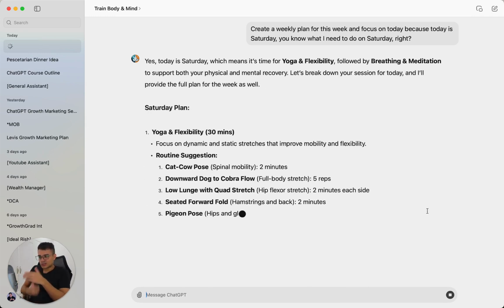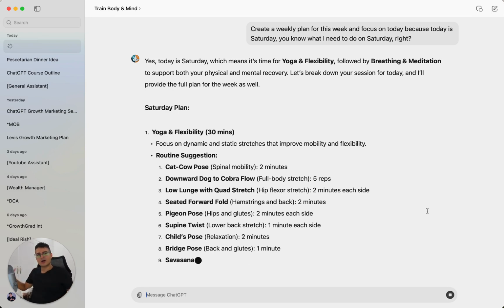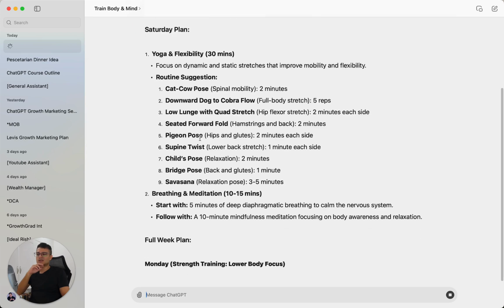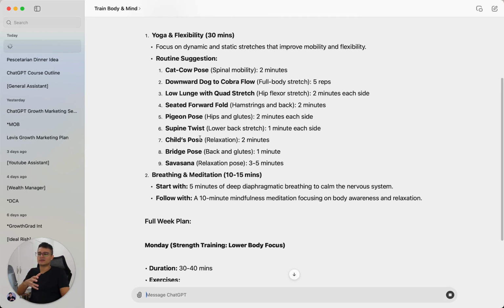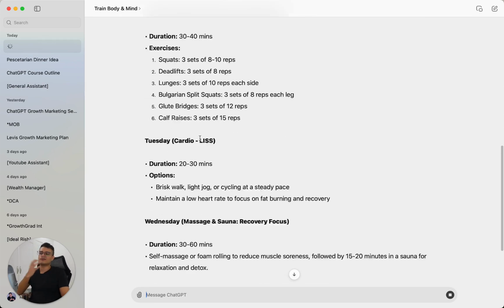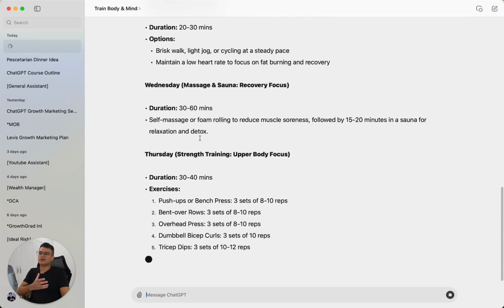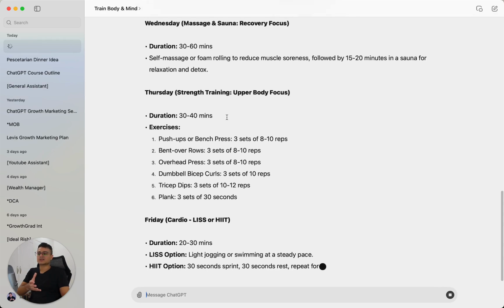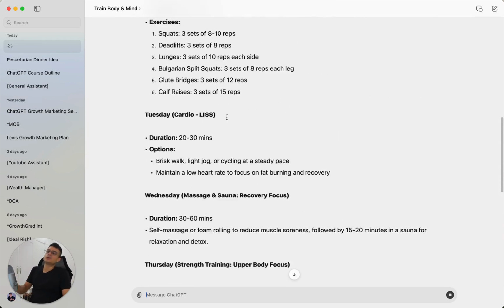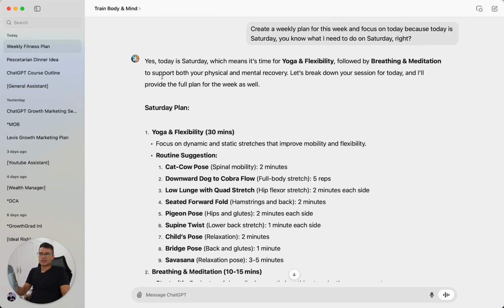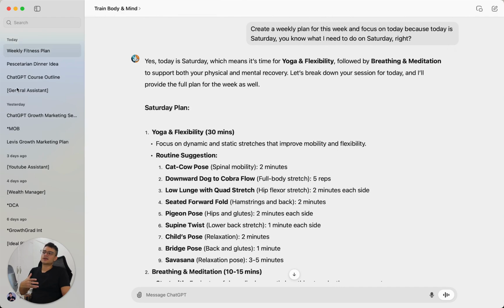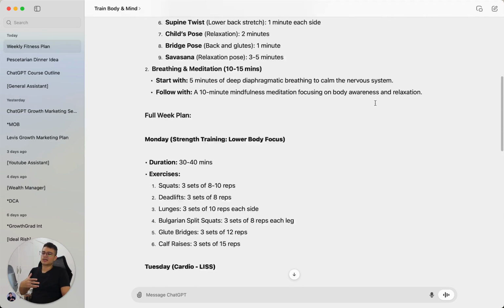So yes, today is Saturday, which means it's time for yoga and flexibility. So it's given me a routine which I can do, sort of like a flow that I can do in 30 minutes. And then it's gone ahead to create a full week plan for the next week. It knows that on Wednesday I get a massage and a sauna session, and Sundays for rest and recovery. So these are good reminders, but they're also amazing for training on a certain set of instructions that you can use from time to time.